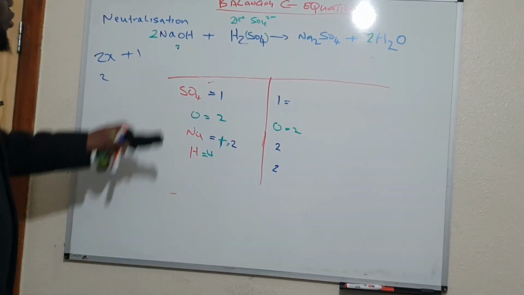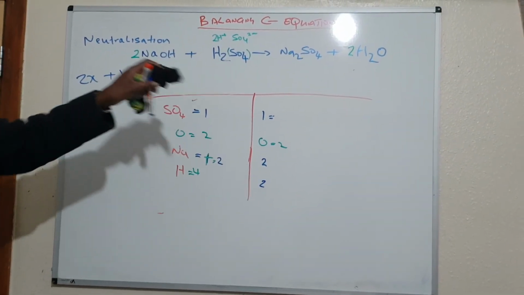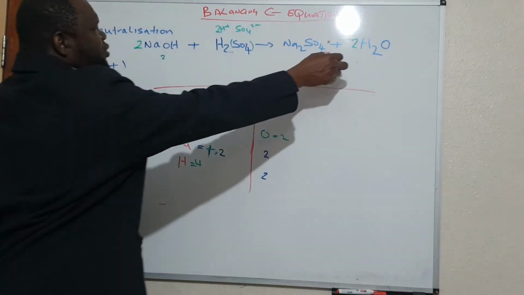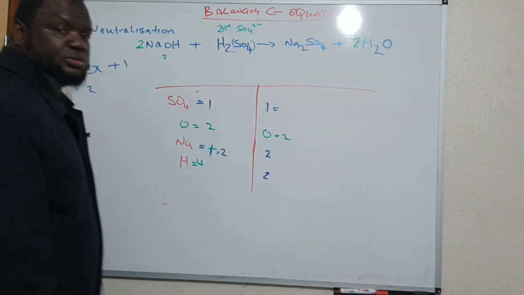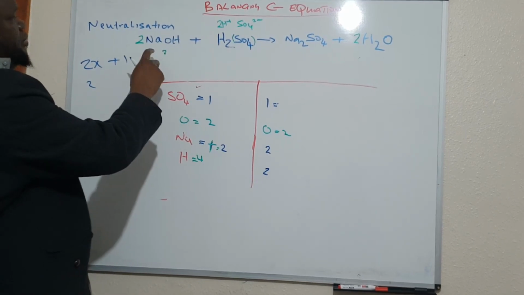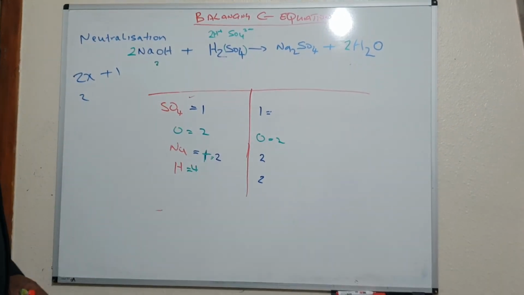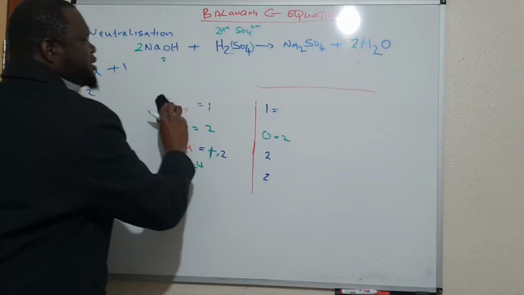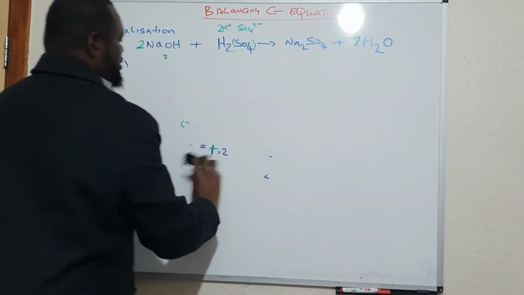But before it was 1, 1, 1. But because we changed the 2 here, it becomes 2. So we have to make sure that we balance on the reaction side as well. Okay? This is a very, very simple one.